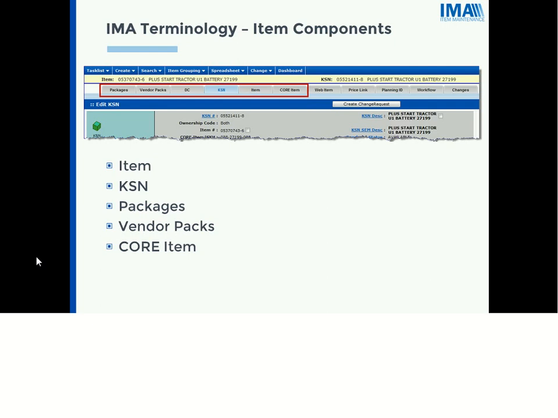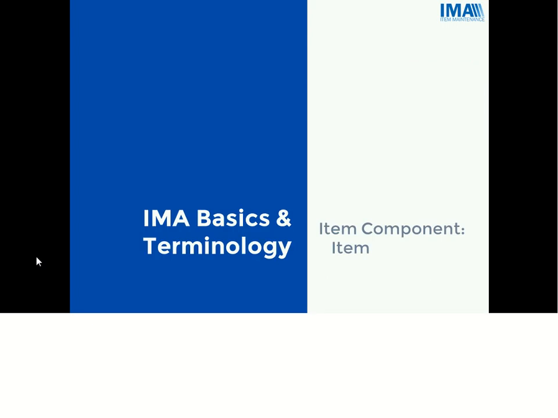And those are the tabs that are really relevant to you as a vendor. So each of those pieces have their own tab in IMA, and then each of those tabs have specific information that you can find about the item. First, we're going to talk about the item tab.